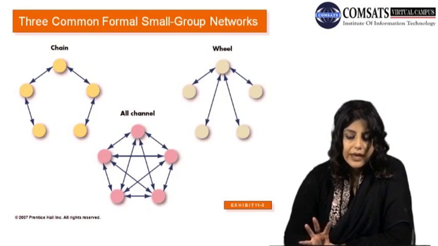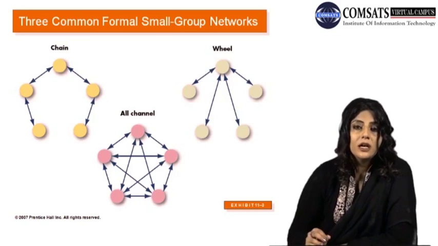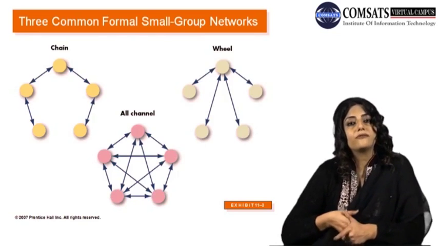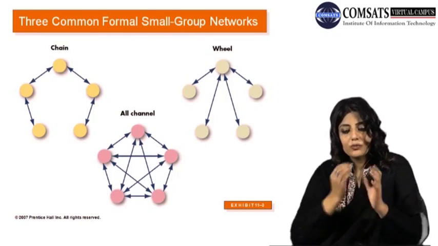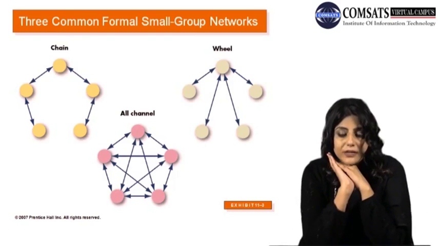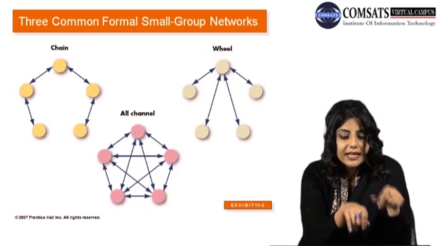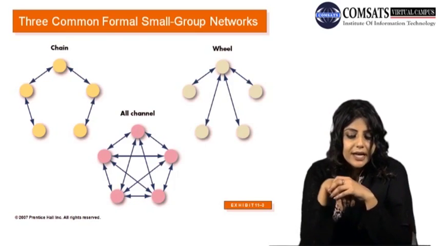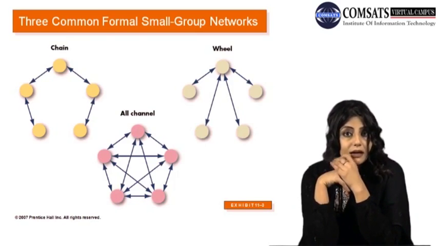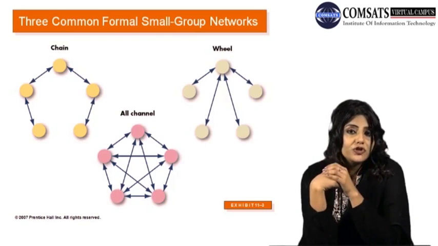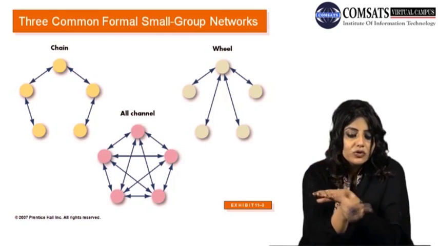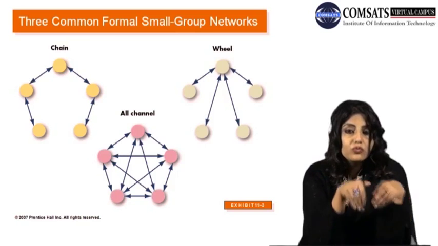For simplicity we are assuming that in each group there are 5 members, or 5 people. So we have 3 kinds of formal groups that we are discussing here. One is the chain. In the chain, as you can see from the figure on the left hand side, there are reporting relationships. There is formal hierarchy.